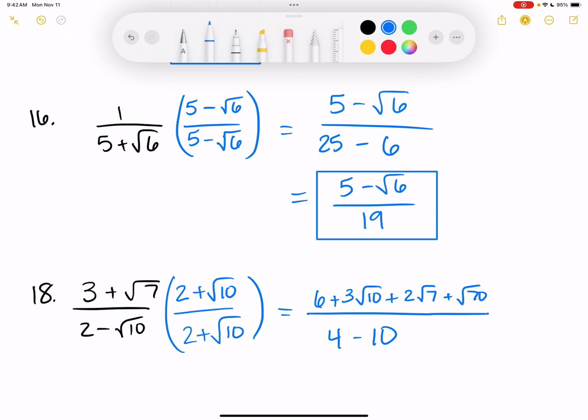So why did we FOIL? Because the top is not a special type, so we had to FOIL.